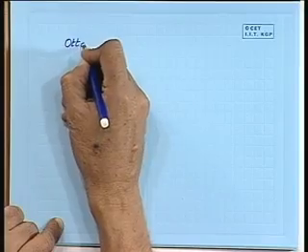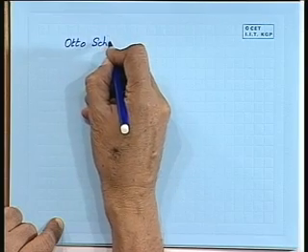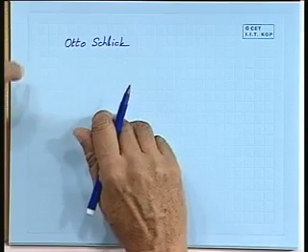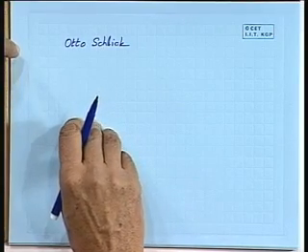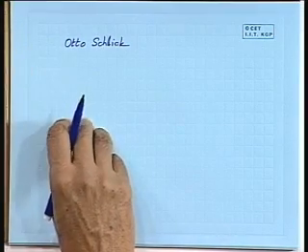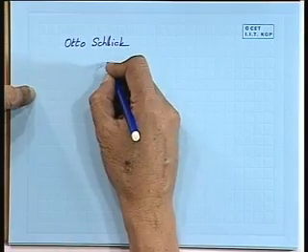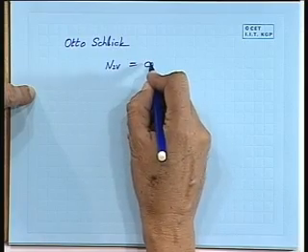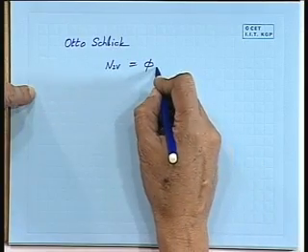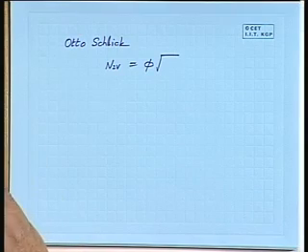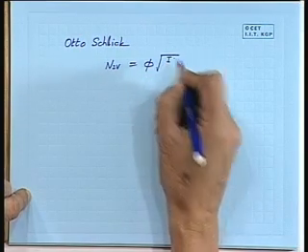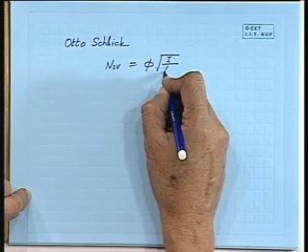It was Otto Schlick who first recognized this for the ship hull vibration, and he tried to give a formula for finding N2V, and he said it is some coefficient phi root over I by delta.